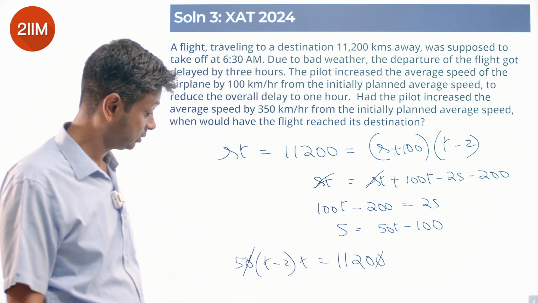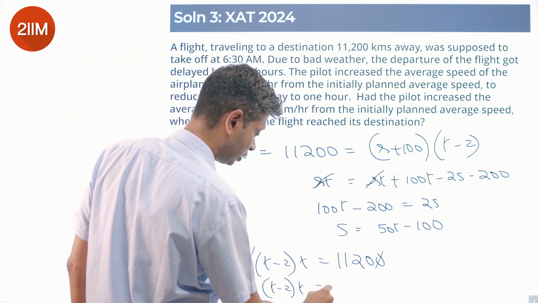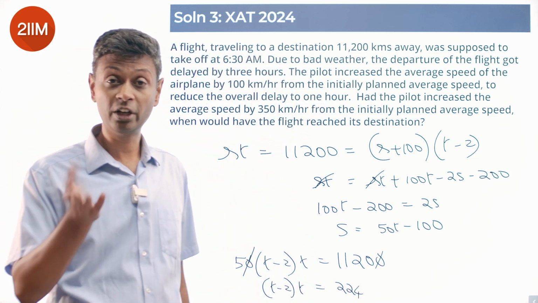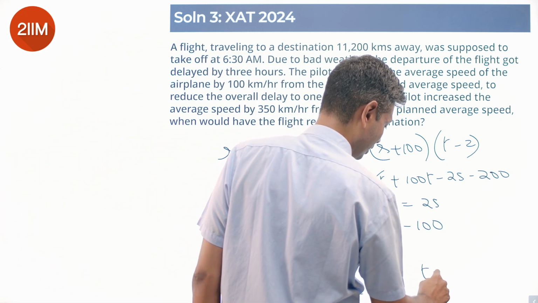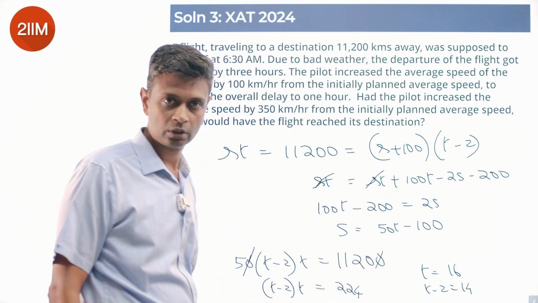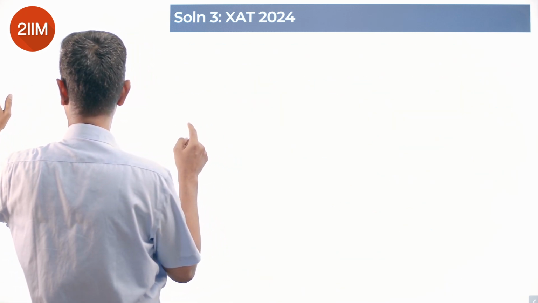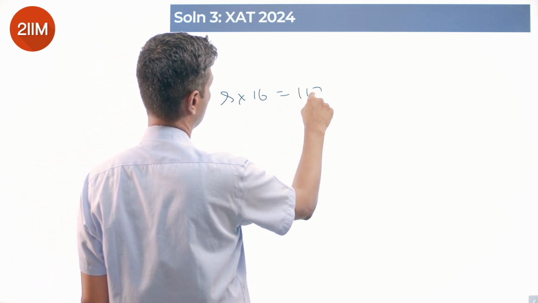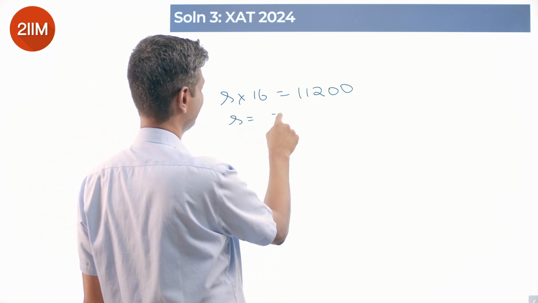11200 by 50 is 224. T minus 2 into t is 224. 225 is 15 square. So 224 is 15 minus 1 into 15 plus 1, 14 into 16, or t equals 16 hours. T minus 2 is 14. With this we can find s. St is 11200. Oops, s into 16 is 11200. 16 into 7 is this, or s is 700.